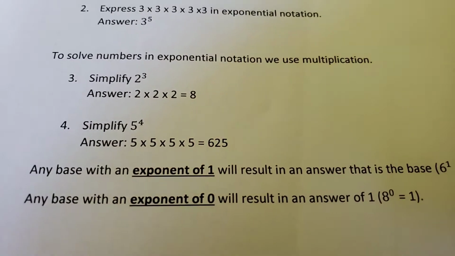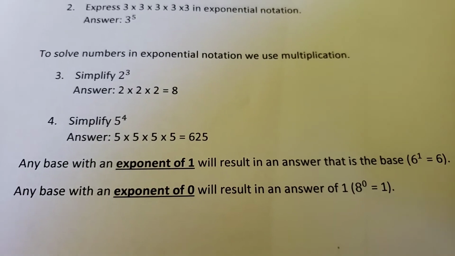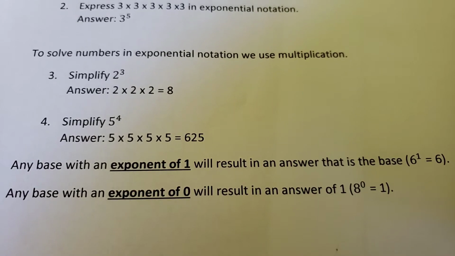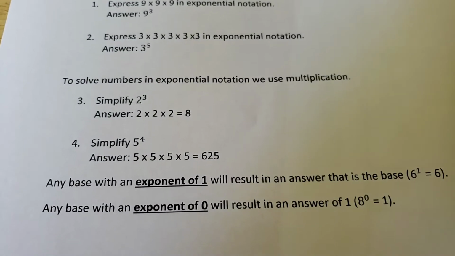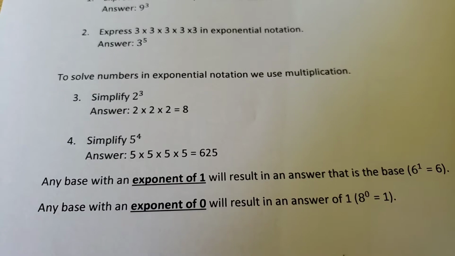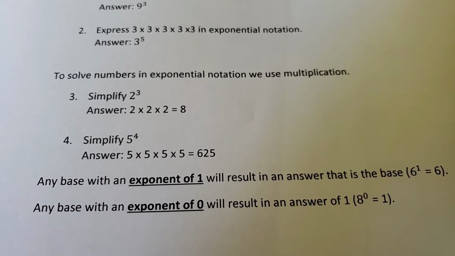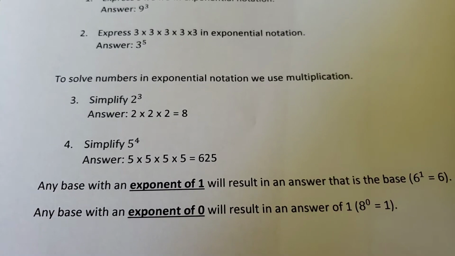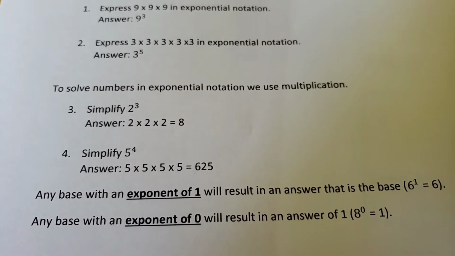Now, a couple things you'll want to remember. They're not big deals, but enough where it'll catch you if you don't remember them. Any base with an exponent of 1 will result in an answer that's the base. So 6 to the first power is just 6. And here's a kind of an odd rule of exponents. Any base with an exponent of 0 will result in an answer of 1. So for example, 8 to the 0 power is just 1. So one of those weird math rules that if we were in class, I'd have time to explain it and show you why it is like that. But for now, just remember that exponent of 0 will result in an answer of 1.